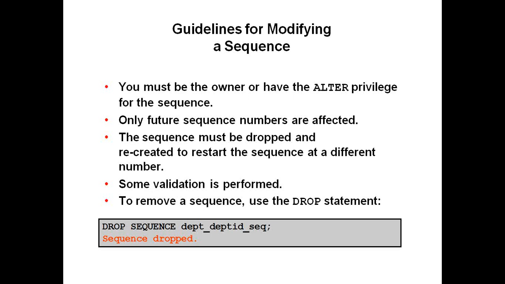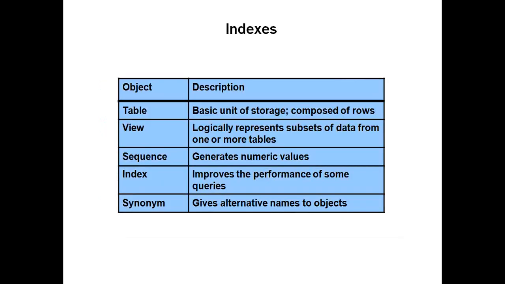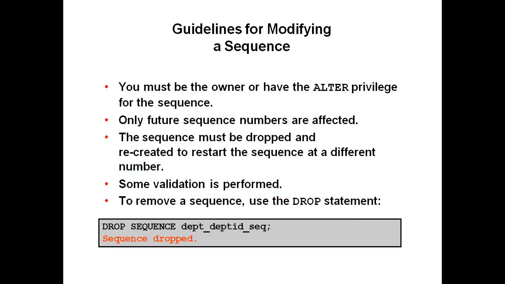If you want to start the sequence again from a different starting point, then you need to drop and recreate the sequence. That's the only option that we have. And some kind of validation will be performed. And if you want to remove the sequence, of course you would be using the drop command, which says drop sequence, then the sequence name. In real time, this will be used most of the time for primary key generation, and again it depends on the business requirement.